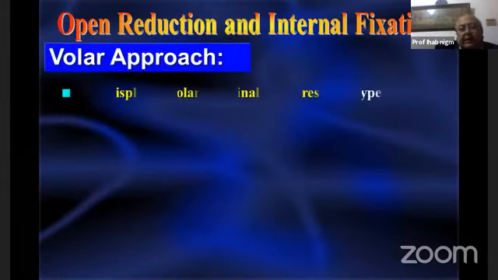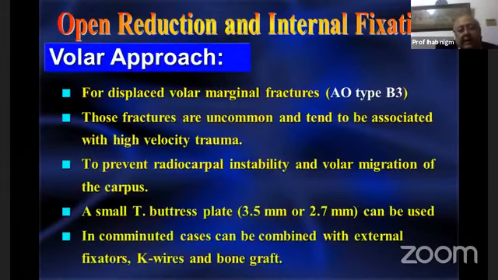Open reduction and internal fixation can be done through a volar approach for displaced volar marginal fractures, AO type B3. Those fractures are uncommon and tend to be associated with high velocity trauma to prevent radiocarpal instability and volar migration of the carpus. It can be fixed with a small T-buttress plate, 3.5 or 2.5, 2.7 millimeter. In comminuted cases can be combined with external fixator, K-wires, and bone graft.